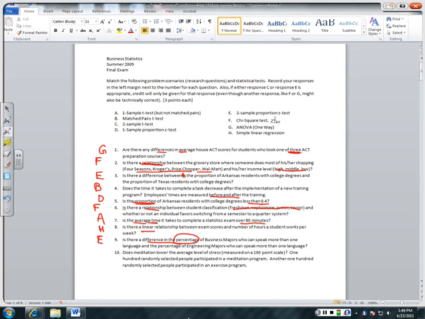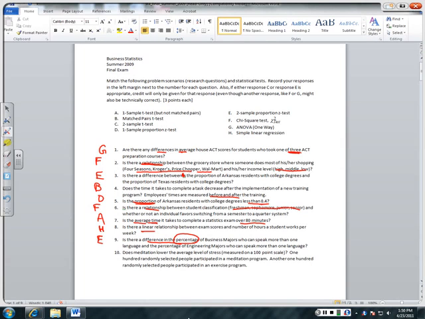Does medication lower the average level of stress? And I think, if it's not on there on the one you have already, I thought I had reposted this. You can answer it the way it is, but what I thought it would be better if I said, does medication lower the average level of stress more than it does if you have an exercise program?